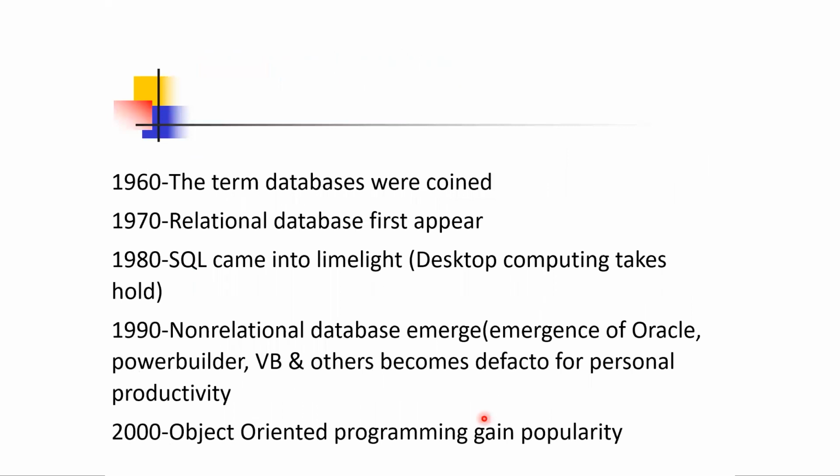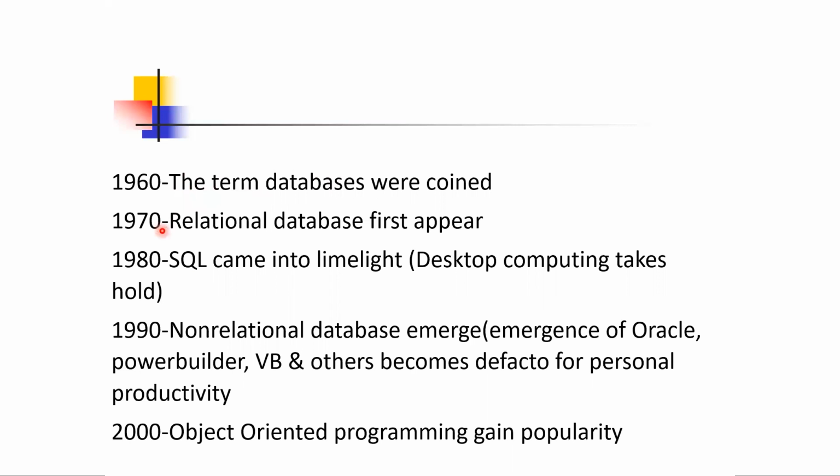This is the year-wise history or evolution. In 1960, the term database was coined for the first time. Databases were there, meaning data and collections were there, but the term database was not defined before that. It was mentioned in the year 1960.